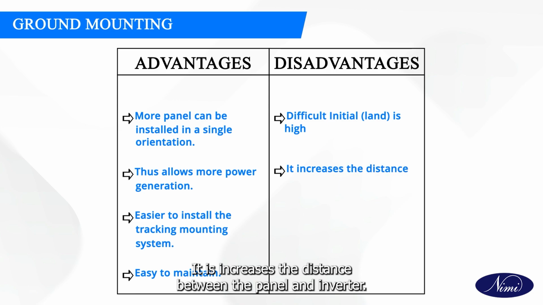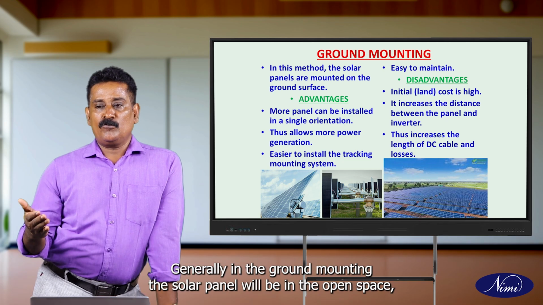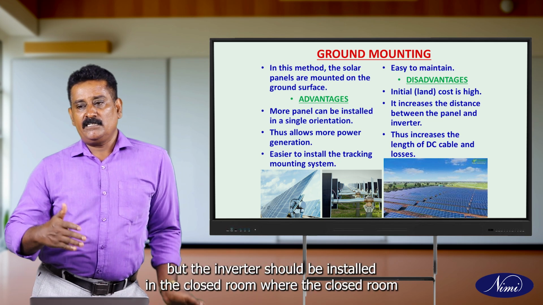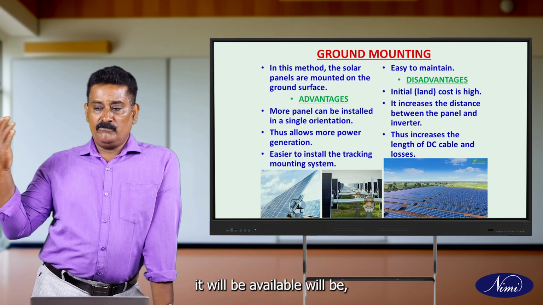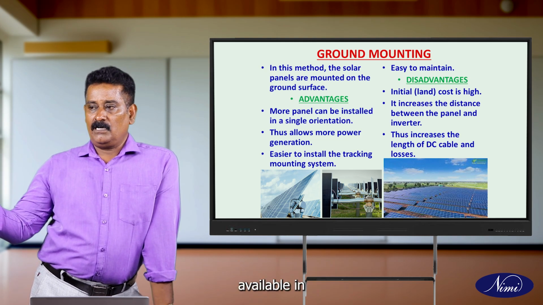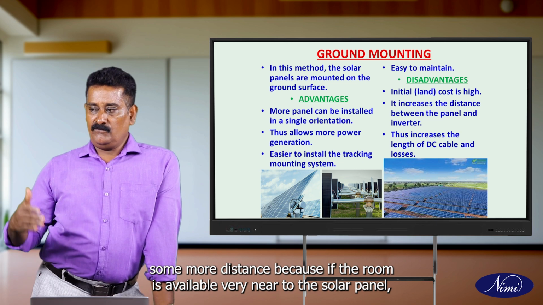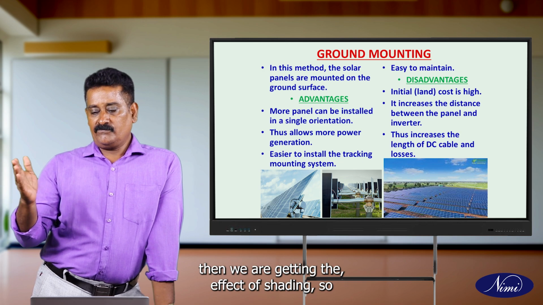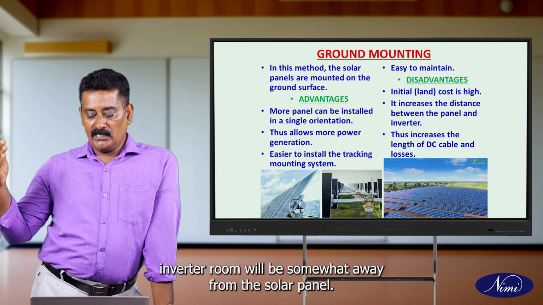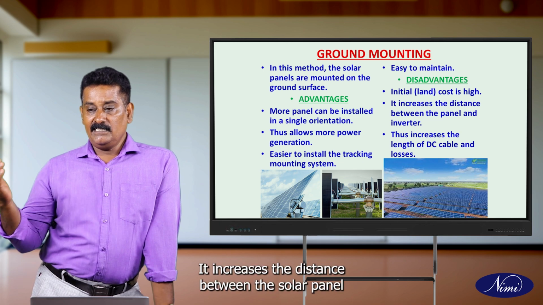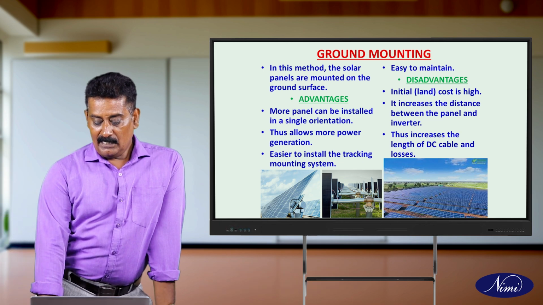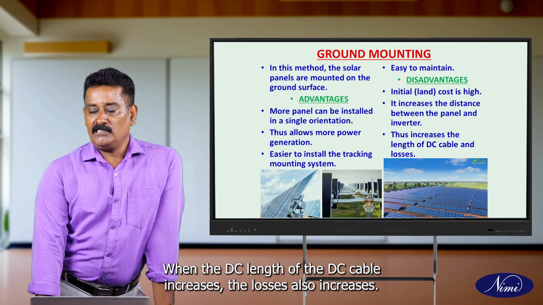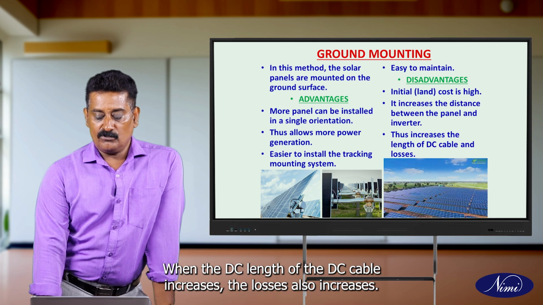It increases the distance between the panel and inverter. Generally, in ground mounting, the solar panel will be in the open space, but the inverter should be installed in a closed room, and the closed room will be available at some more distance, because if the room is very near to the solar panel, then we get the effect of shading. So, the inverter room will be somewhat away from the solar panel. It increases the distance between the solar panel and the inverter, thus increasing the length of the DC cable. When the length of the DC cable increases, the losses also increase.